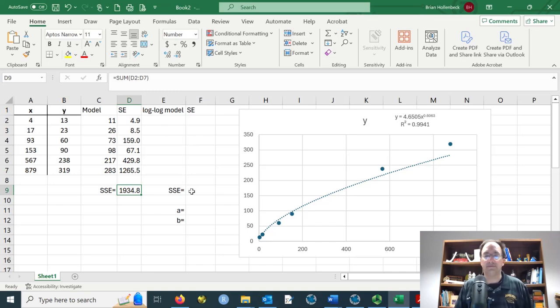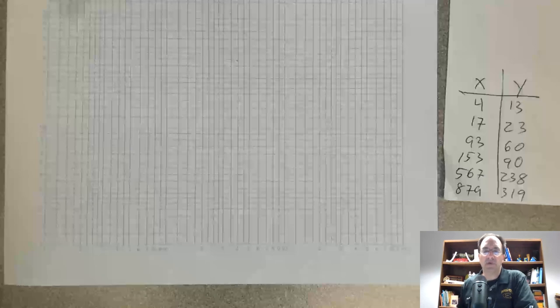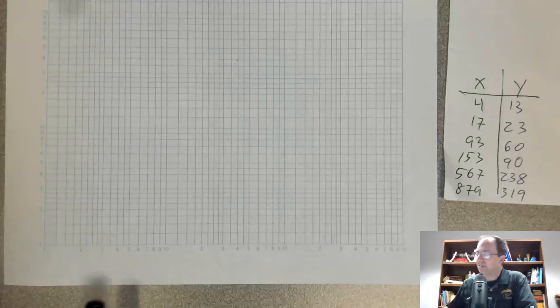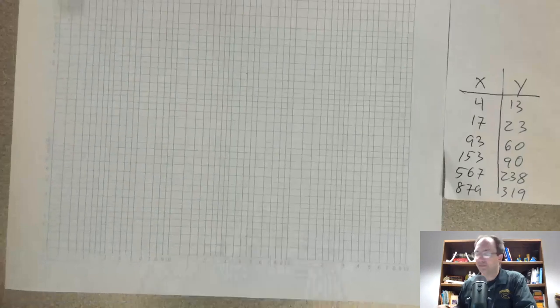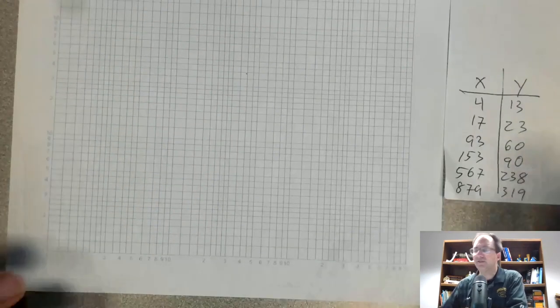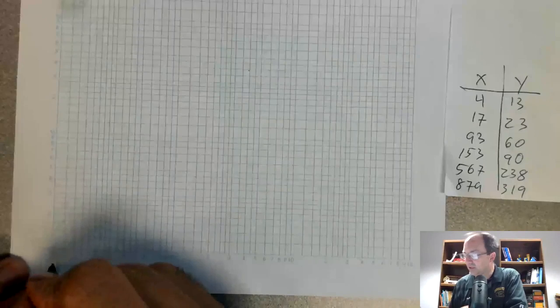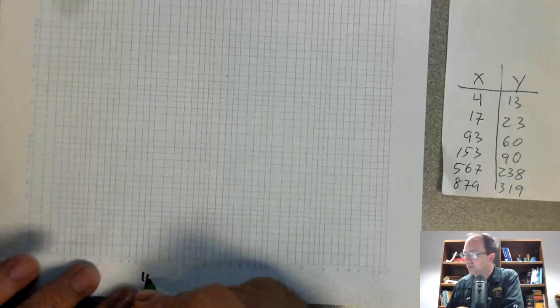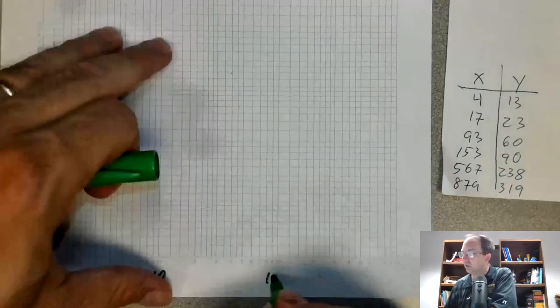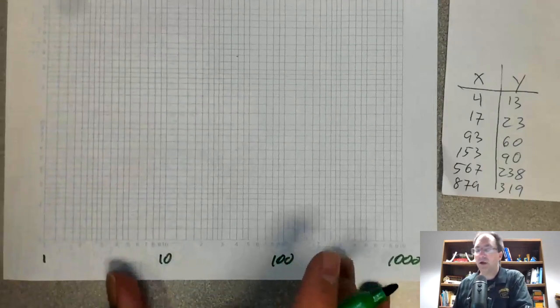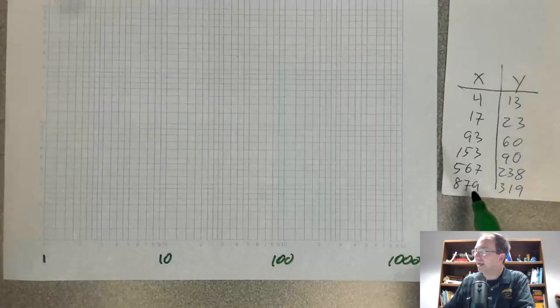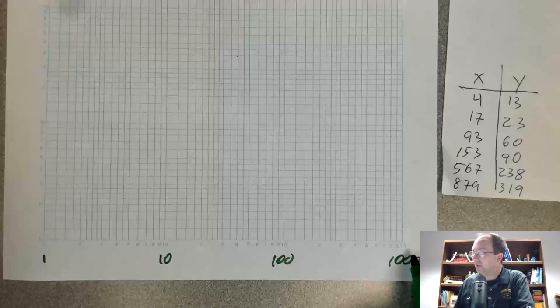So let's take a look. Here's our log-log graph paper, and notice I've got 3 cycles on each axis because that's all I'm going to need for this particular data set. But let's make sure we have the right scale. Since our x values start at 4, I'm going to start this at 1 and then go up to 10, 100, and 1,000. And since our largest x value is 879, all of my x values should fit on this axis.